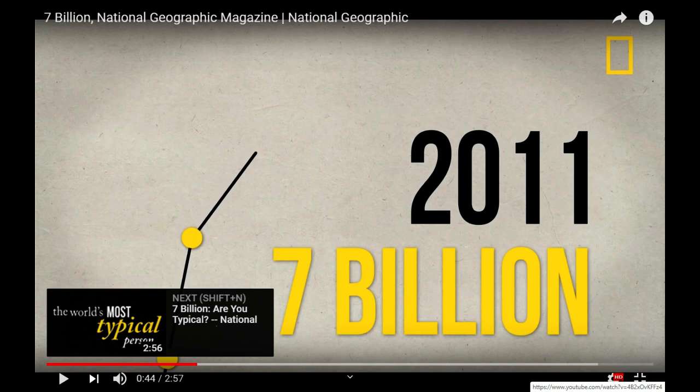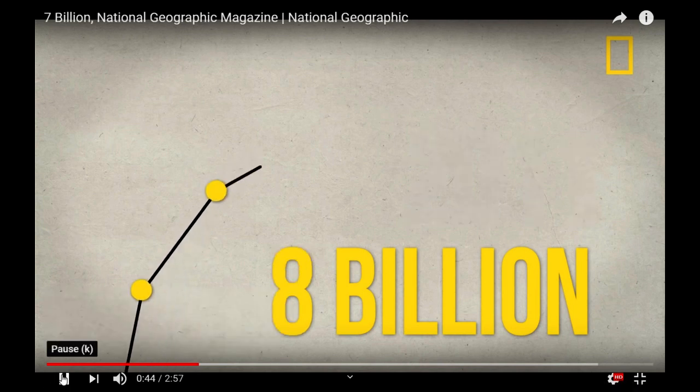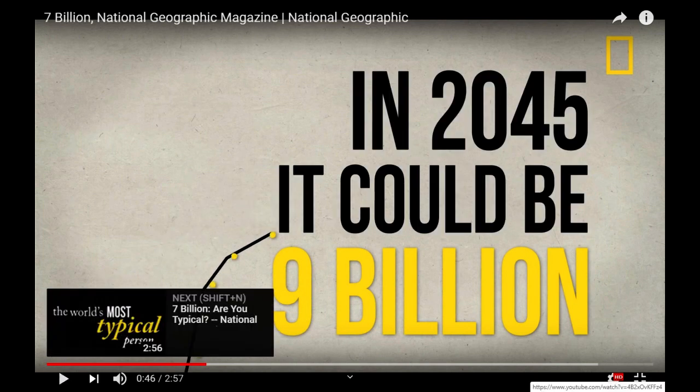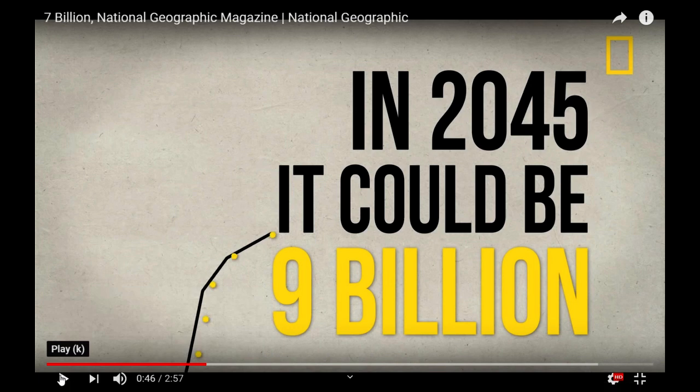So guys, if I were to plot this on a graph, what's it going to look like? Everyone draw it in the air for me. It's going to be a J curve, right? Is it linear? How do we describe this growth pattern? Exponential. Exponential growth in our population, exactly. So they're predicting by 2045, we could be up to 9 billion people.